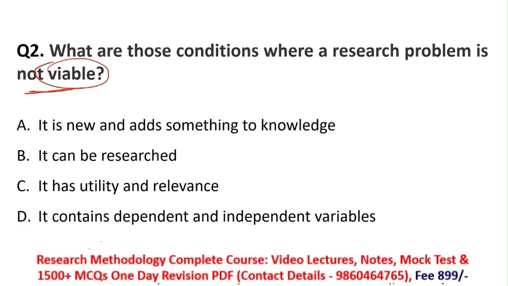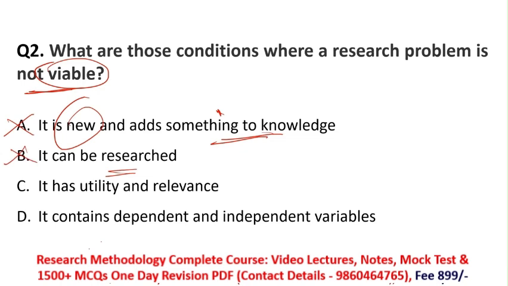Option A, it is new and adds something to knowledge. Always remember, this is a very important point: research should not always be new and adding some new knowledge. It should be, but research is not always new. So here option A is incorrect. Option B, it can be researched. Yes, you can say everything on the planet can be researched. So here option B is obviously incorrect.